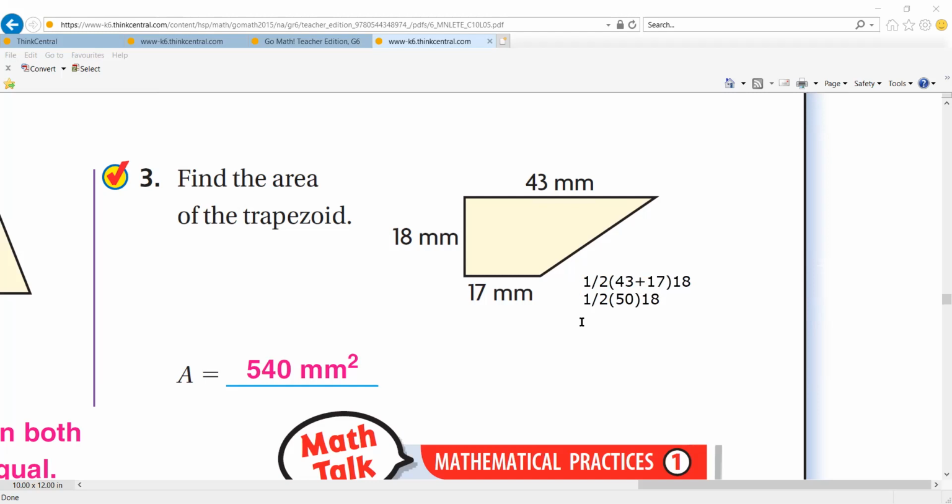Half of 50. What is half of 50? 25, times 18. Now you do it and tell me 25 times 18. You get 540 mm square. This 2 has to be on the top, like this. Any questions? No, miss.